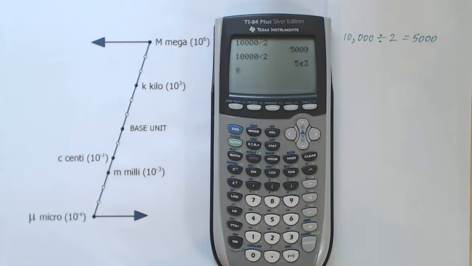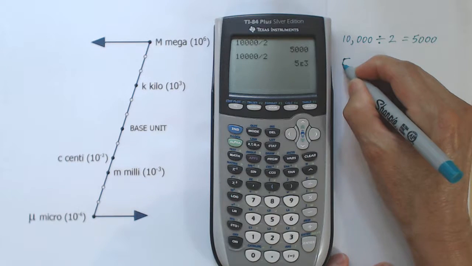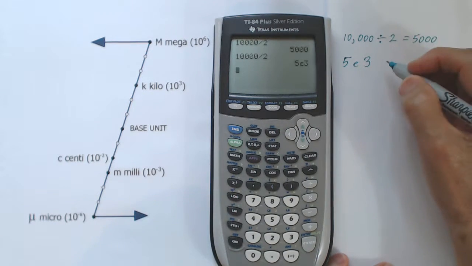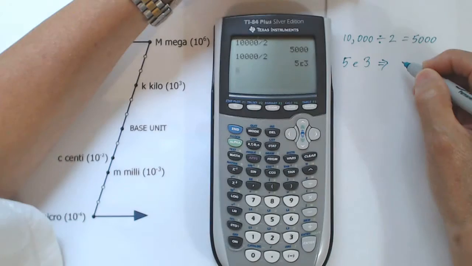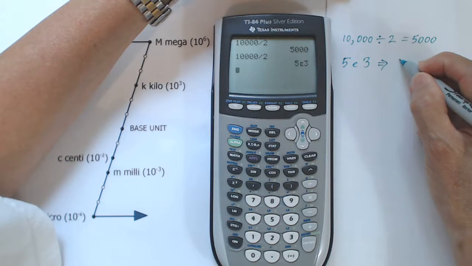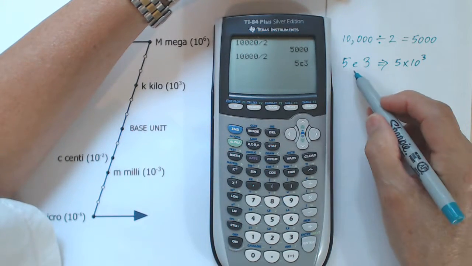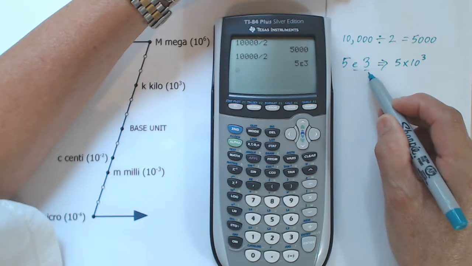Now that's kind of an odd way of showing scientific notation, but that's what our calculator does. 5E3, well, it uses an uppercase E, but whatever. 5E3 is another way of saying 5 times 10 to the third. Okay, so the E just stands for exponent, and it means that the exponent on the 10 is 3.